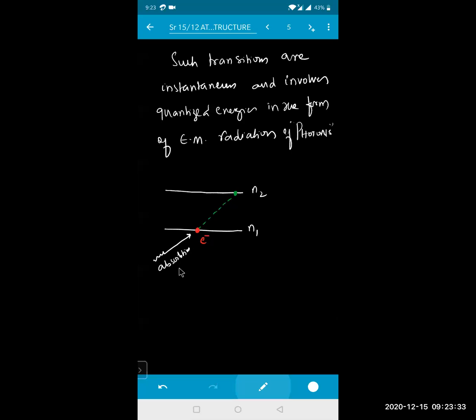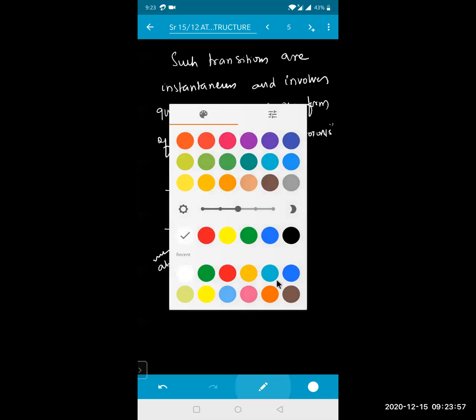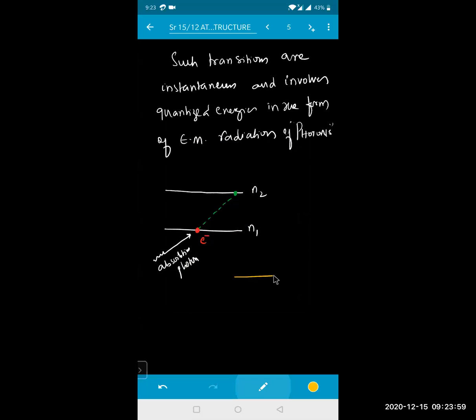So absorption photon: this photon energy, if we make it exact, it will absorb the energy and it will try to go to your higher energy state. Okay, it is going to your higher energy state. If it is coming from your n2 to your n1, a photon will be released. Here it will be absorbing a photon, and if you are coming from a higher energy level to a lower energy level, coming from here.